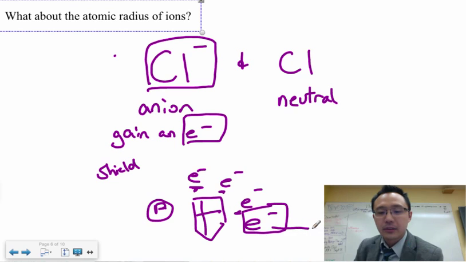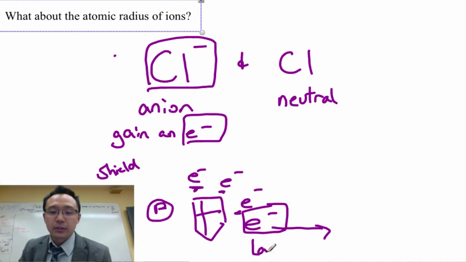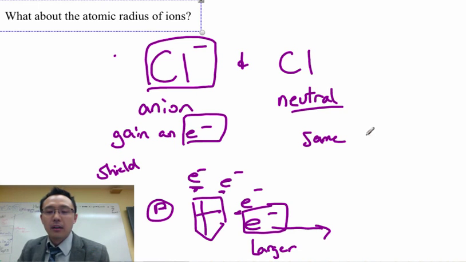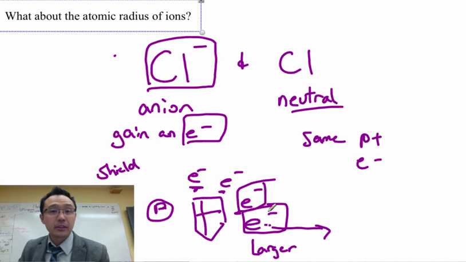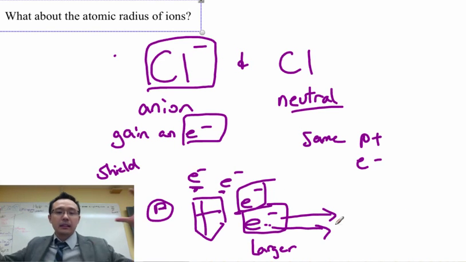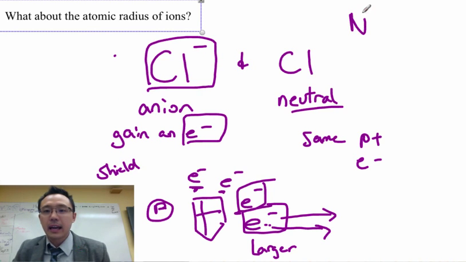That means that this electron can wander further away, making your atomic radius larger. Whereas in a neutral atom, you have the same number of protons and electrons, so you have an equal attraction, so your radius is not as large as if you were to have an extra electron. These electrons, because they're on the outside, can actually repel, making the outside electron go farther away, making a larger atomic radius. What about if you have something like Na plus and just Na?